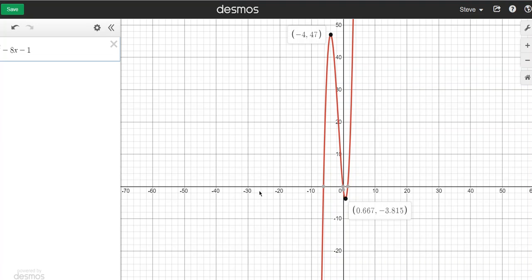And when you talk about increasing intervals, this guy's going up from negative infinity to negative 4. It's also going up from 0.67 to infinity. And then from negative 4 to 0.67, it's decreasing. So you've seen that before in a previous section, a previous unit of study. So hopefully that makes sense.